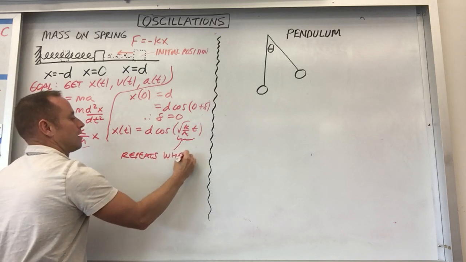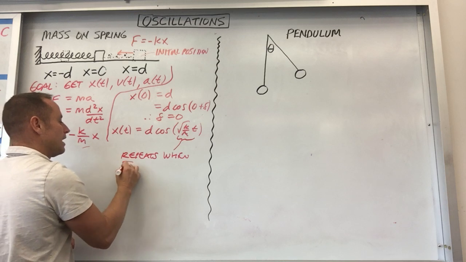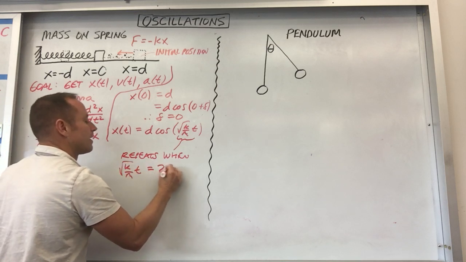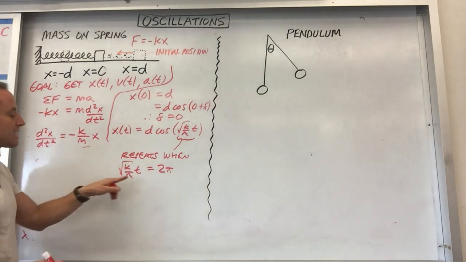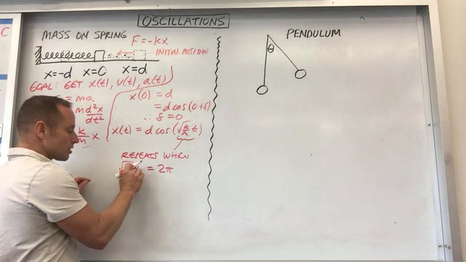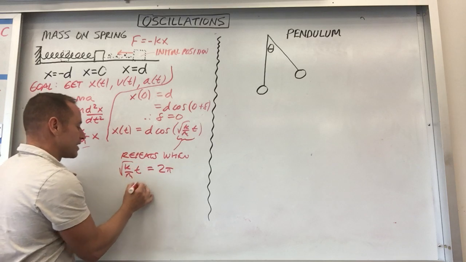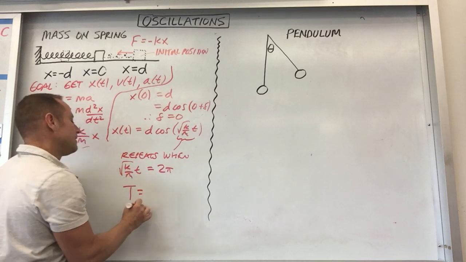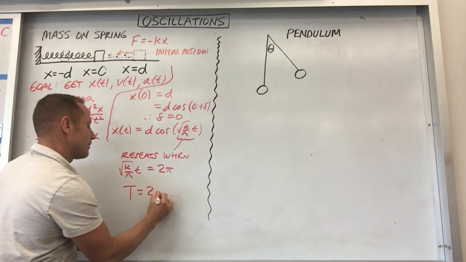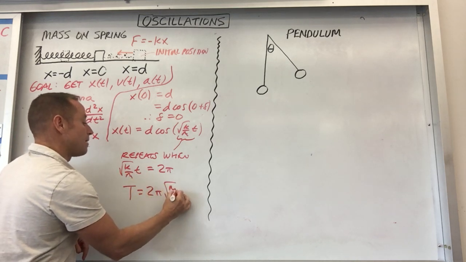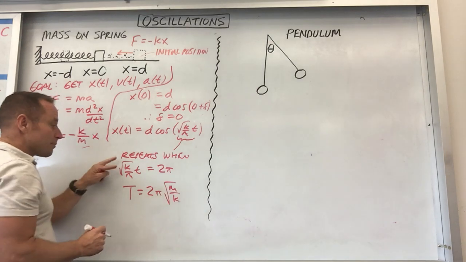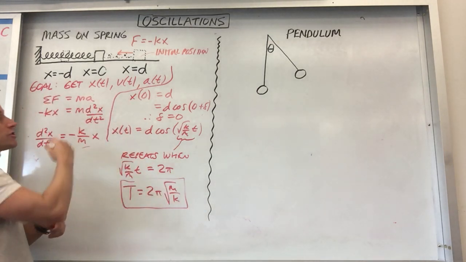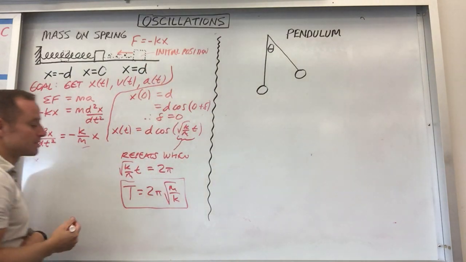Okay, so what we can do is we can say this repeats when root k over m t is actually equal to 2 pi. So the time that it takes to repeat, we can now solve for. So the special time that it takes to repeat, and since it's a special time, I'm now going to capitalize this T, is going to be 2 pi square root of m over k. Right? So we got to bring this over to the other side. So this is the time to cycle back and forth once, or this is the period.